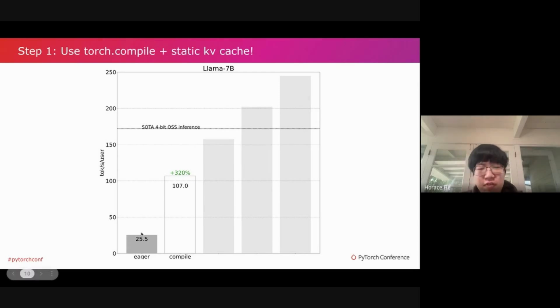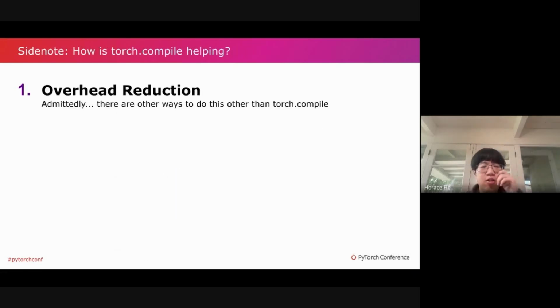We go from 25.5 tokens per second all the way up to 107 tokens per second. This is a 4x increase in tokens, and this is a lot, unsurprisingly. There are two main ways that Torch Compile is helping the performance here. The first one is overhead reduction.